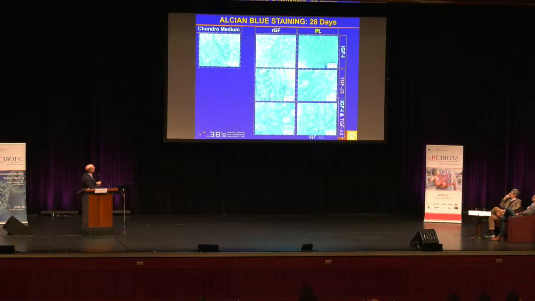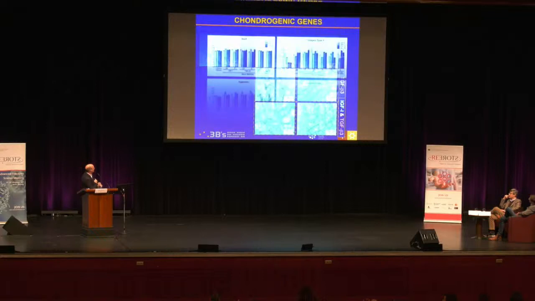the chondrogenic differentiation by Alcian blue staining, and this is our control. And as you can see, the different conditions, either from recombinant growth factor or from platelet lysates, both of IGF and TGF-beta3, or the combination of both, they are effective. And it seems that even IGF-1 in itself is very effective in driving the chondrogenic differentiation.